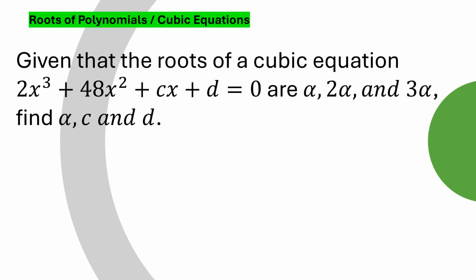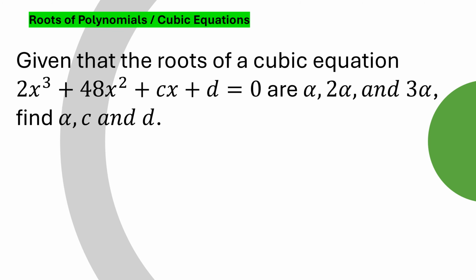Well, hello everybody. In this question, we are given that the roots of a cubic equation 2x cubed plus 48x squared plus cx plus d equals 0 are alpha, 2 alpha, and 3 alpha, and we need to find alpha, c and d. So what this question is based on is the sum and product of the roots, as you probably have guessed.